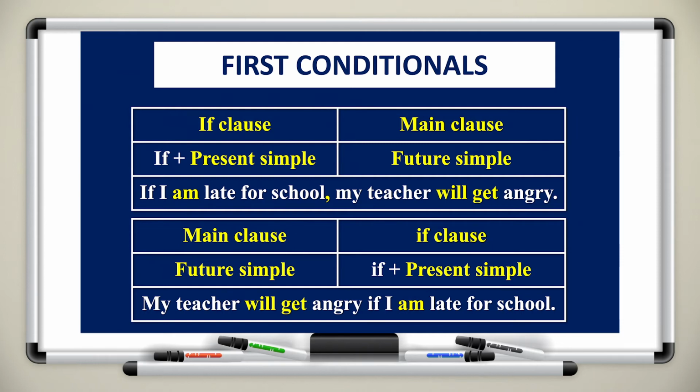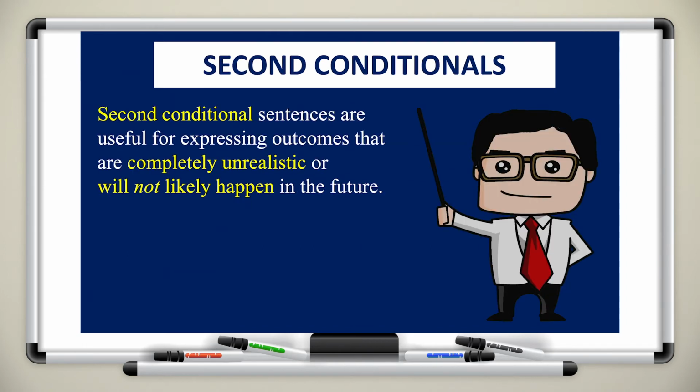You can also start with the main clause. My teacher will get angry if I'm late for school. Very simple. This brings us to the second conditional. Second conditionals are used when we're talking about unrealistic future events. So we're talking about something that will not likely happen or is completely unrealistic. And this is when we use the second conditional.